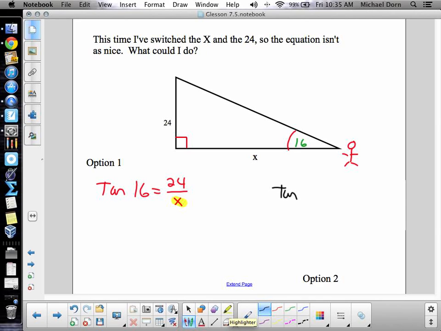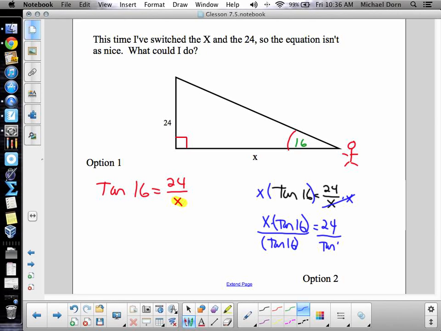I have tangent of 16 equals 24 over x. Technically, the algebra I'm doing is multiplying both sides by x, which cancels the x's here, and I have x times tangent of 16. Remember, tangent of 16 is its own value, equals 24, and then I could divide both sides by the tangent of 16. So x equals 24 over tangent 16.